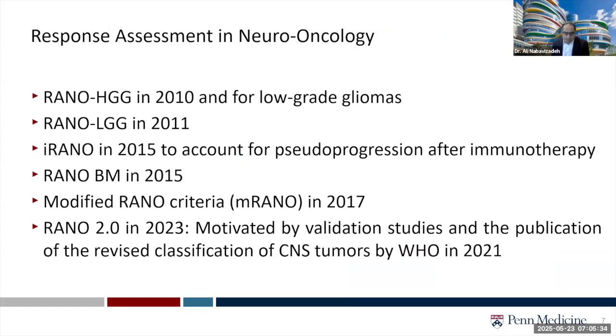They were introduced in 2010 with the RANO high-grade glioma, followed by RANO LGG in 2011, iRANO in 2015 to account for pseudoprogression that happens specifically after immunotherapy, and also RANO brain mets in 2015, modified RANO criteria in 2017, and finally, in 2023, RANO 2.0 simplified the prior versions of RANO for glioma. This came after WHO 2021, when the margin between a high-grade and low-grade glioma was blurred, and there was a lot more emphasis on molecular characteristics.